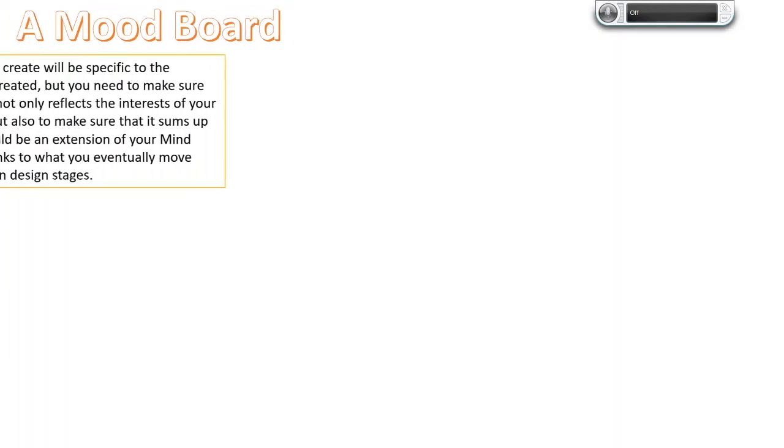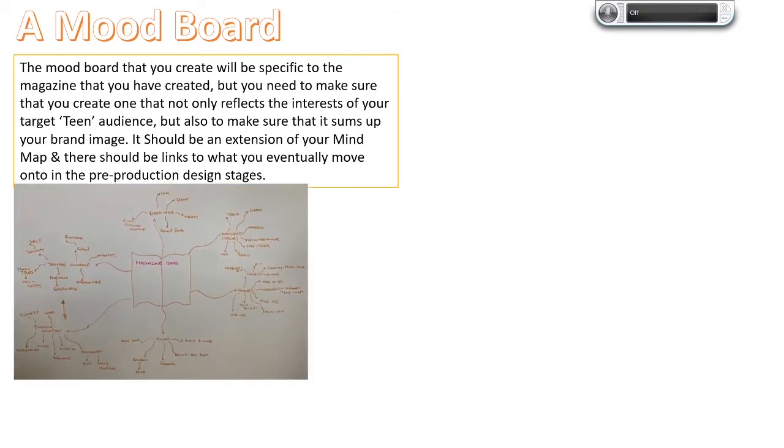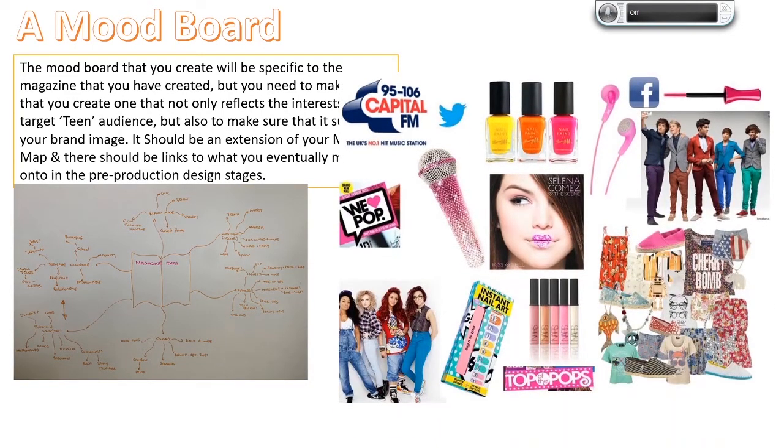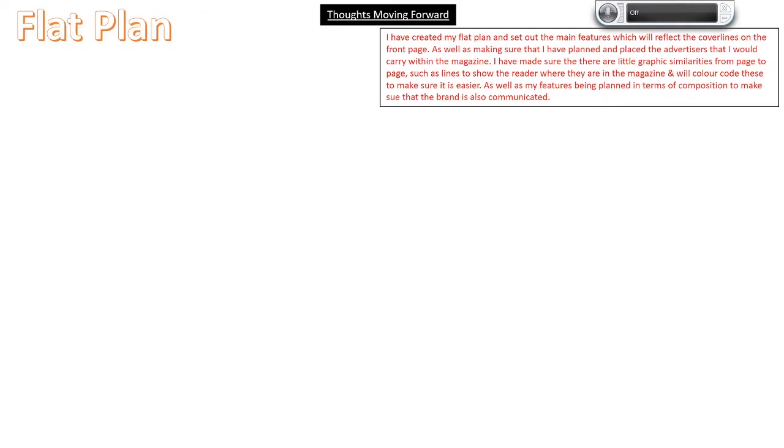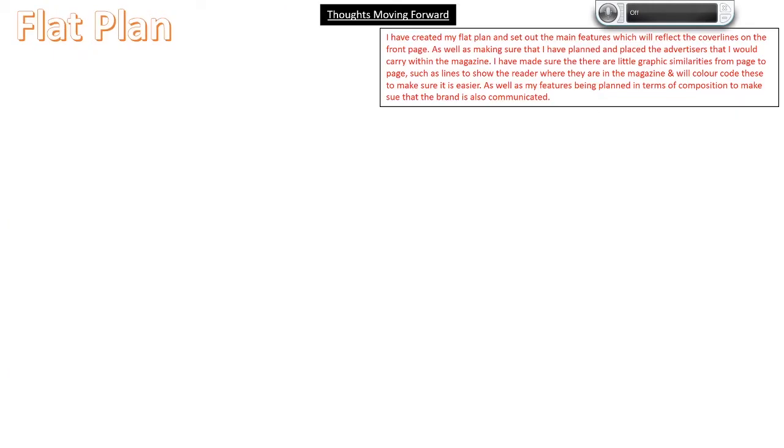So then you probably create a mood board, alright, so they are created specifically for your magazine. It not only reflects the teenage audience, but it also helps you think about the brand image that you are going to need to create for your magazine. So you've got your mind map, feeding on from that should be your mood board, alright? Don't judge me, that is someone else's.